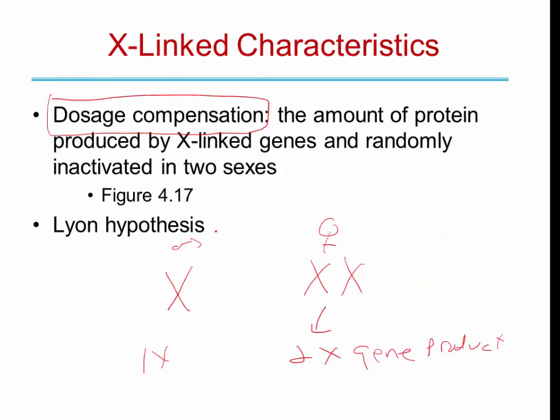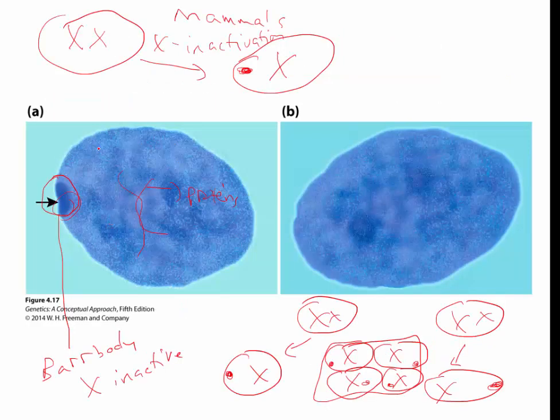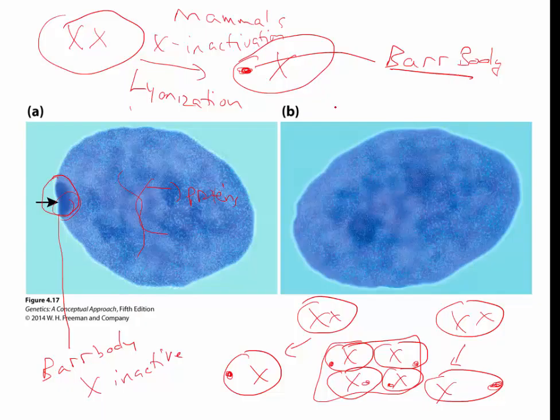I did want to also point out the fact that this is called the Lyon hypothesis, named after Mary Lyon, and this inactivation process is called lyonization, and the inactive chromosome is called a Barr body, and that's named after, I don't remember her first name, but after another female scientist, Dr. Barr, and so that's dosage compensation.